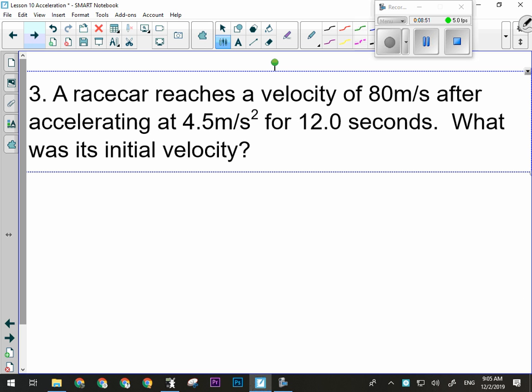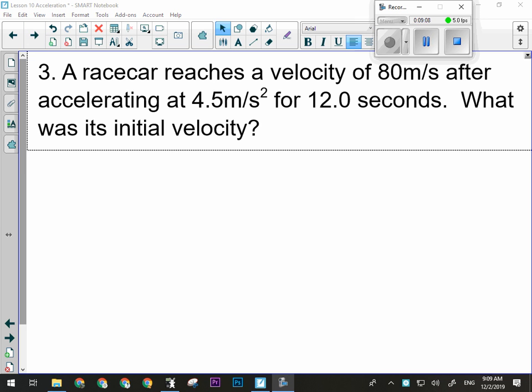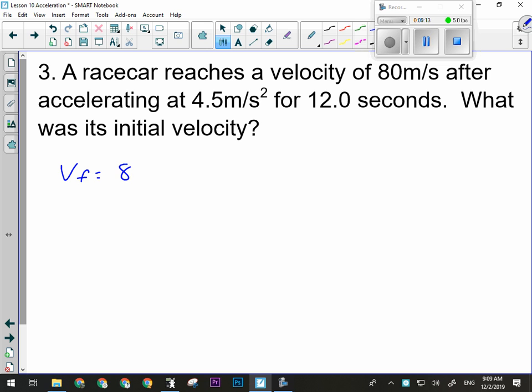Okay, try this one. You have a race car that reaches a velocity of 80 meters per second after accelerating at 4.5 meters per second squared for 12 seconds. Okay, what is its initial velocity? Give me a couple minutes on that one. All right, so for question number 3 here, we have a final velocity of 80 meters per second. We have an acceleration of 4.5 meters per second squared, and they basically infer that that's in the same direction as the 80. They don't really outright say it, but we have to infer that. Okay, for 12.0 seconds. Okay, we're looking for the initial velocity.